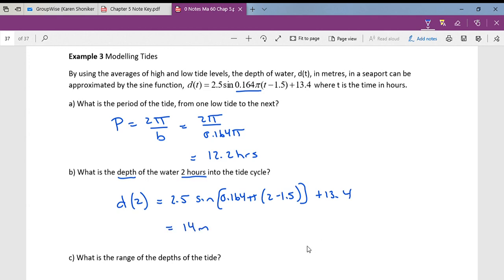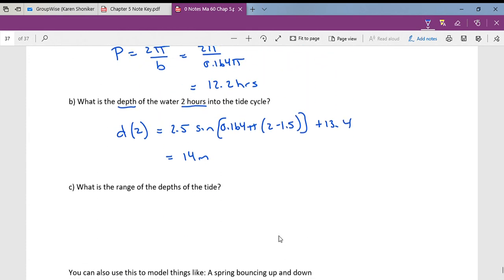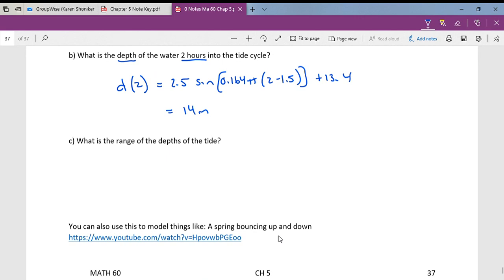And then the last one says, what is the range of the depths of the tide? And so what we're looking at is how low and how high it can go. Well, it's kind of like asking your range. So you're going d plus a and minus a. So we said that the d value is 13.4. You can see that the a value is 2.5.